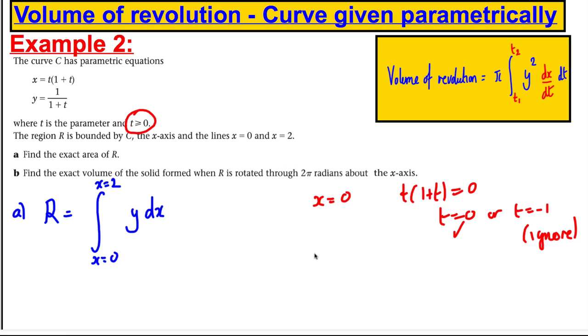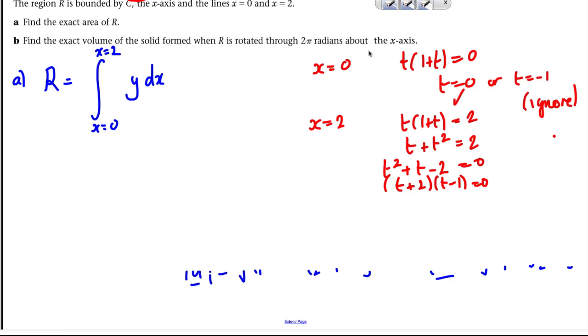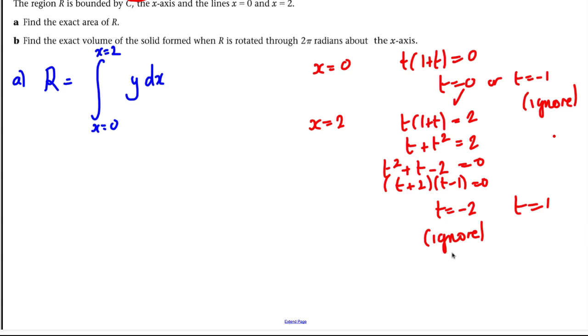Okay, next, when x is equal to 2, what's t going to be? Well, we're going to have t(1 plus t) is equal to 2. We expand that out, that's going to be t plus t squared is equal to 2. We can subtract 2 off both sides and we get t squared plus t minus 2 is 0. Factorising that, it would be (t plus 2)(t minus 1) is 0. And solving that, t would be minus 2 or t would be 1. And you're going to ignore this one because it can't be negative.